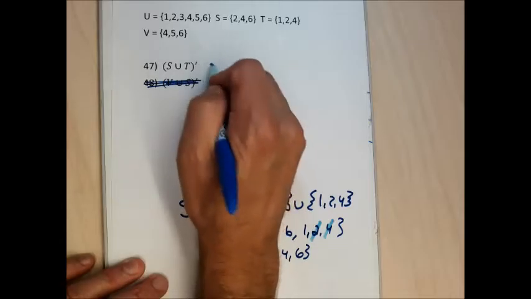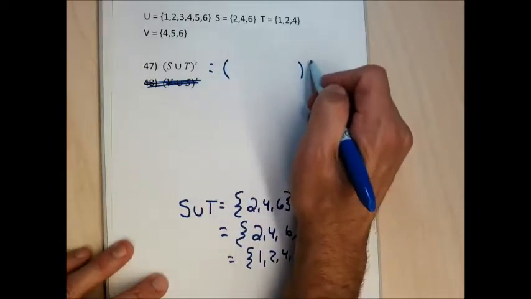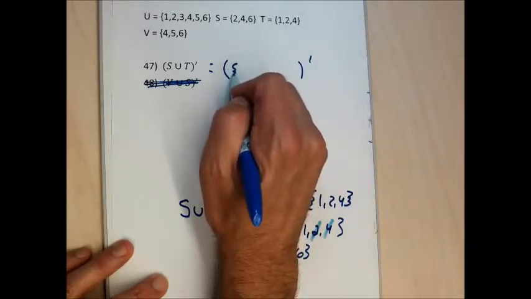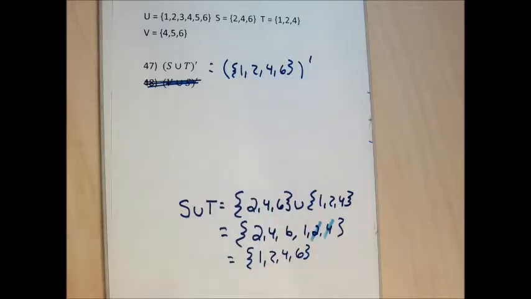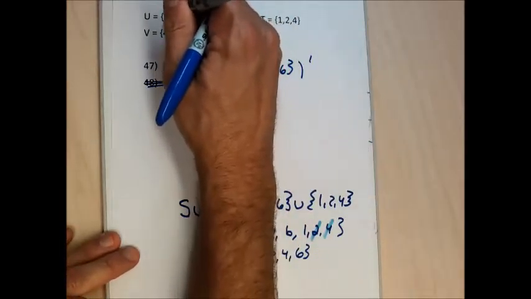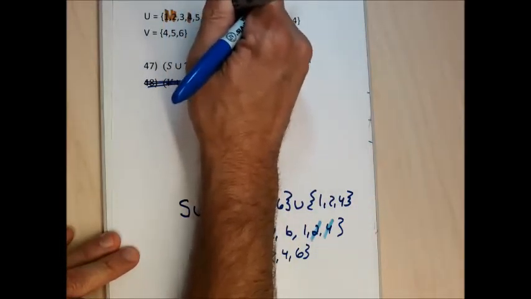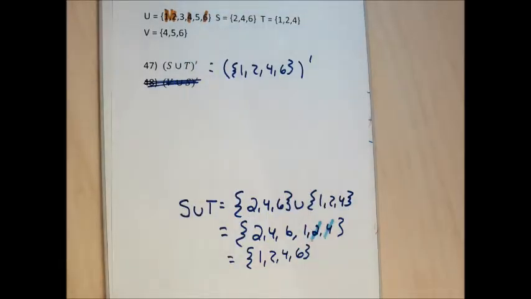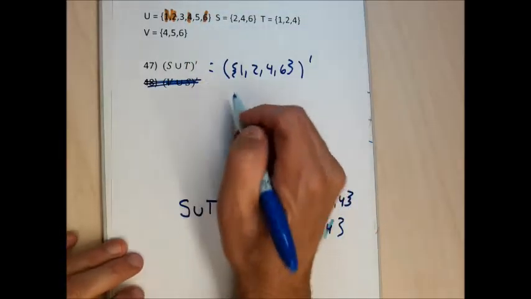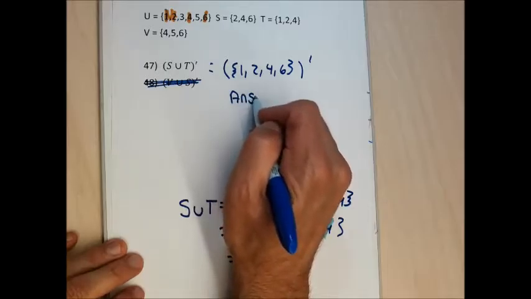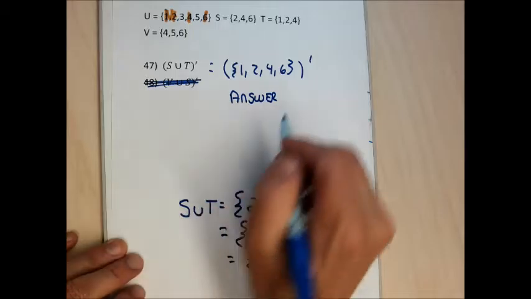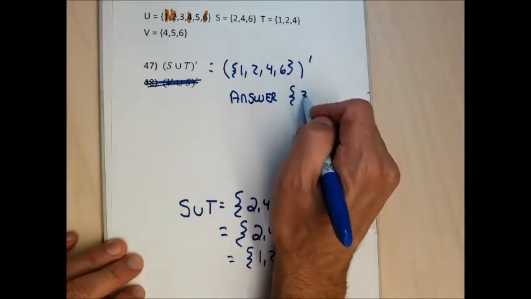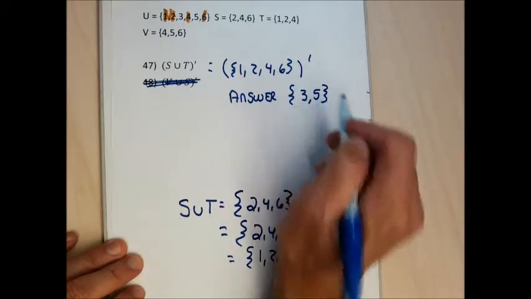So now in problem 47, I'm finding the complement of the set that contains the numbers 1, 2, 4, and 6. And to find the complement of that set, I go to the universal set. I cross out the 1, 2, 4, and 6. What I have left is going to be the complement of that set, and it's going to be my answer. My answer is going to be the set that has what's left when I cross out 1, 2, 4, and 6 from the universal set, and that's going to be the numbers 3 and 5.